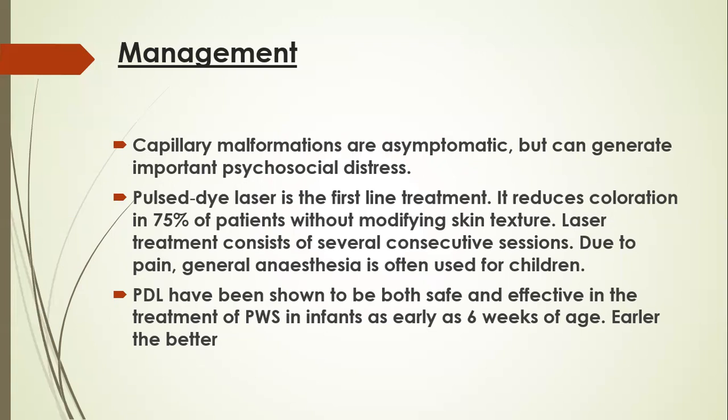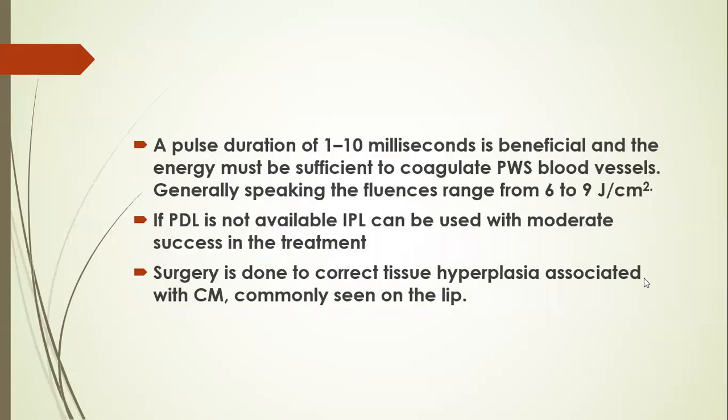PDL has been shown to be both safe and effective in treatment of port wine stain in infants as early as 6 weeks of age. The earlier the better, because the effect of treatment gradually wanes as the patient gets older. The pulse duration of 1 to 10 milliseconds is beneficial, and energy must be sufficient to coagulate the port wine stain's blood vessels. And generally speaking, the fluence is kept at 6 to 9 joules per centimeter squared.